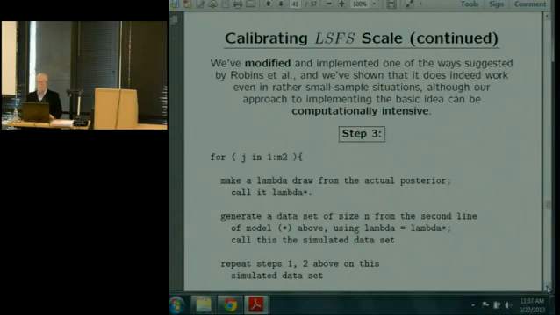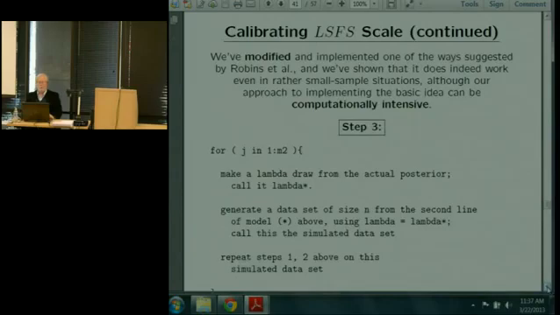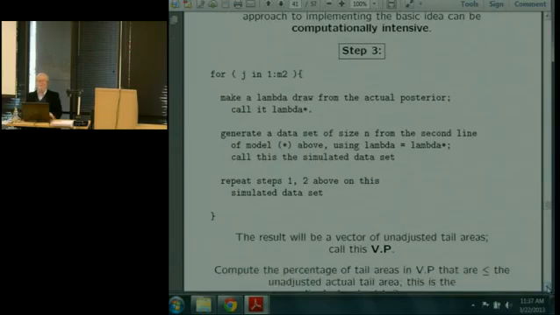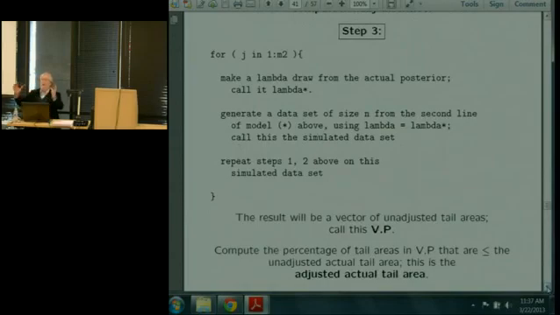Although our approach to implementing it is computationally intensive, and the reason is that we basically do steps 1 and 2 over and over again. So we add as a shell outside steps 1 and 2 another simulation loop, and that turns out to provide the proper calibration.